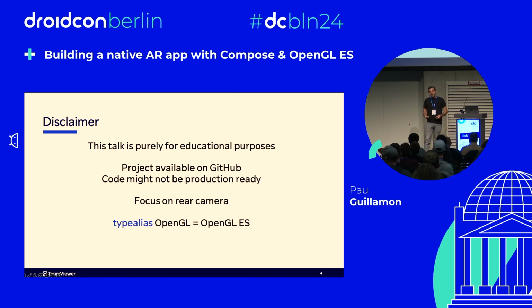Also, when talking about AR, there are many different use cases that we can implement, and I'm going to focus mainly on using the rear camera of the device, so focusing on what you see in front of you instead of things like applying filter to your own face or other use cases. And as you might know, on Android, we use the OpenGL ES, the embedded systems version of OpenGL, but for the sake of simplicity, I'll just say OpenGL for the rest of the talk.